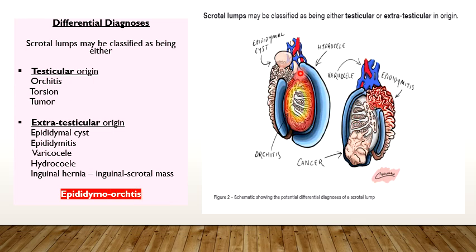So here you have the epididymal cyst, orchitis, which is swelling of the testes, and hydrocele, fluid accumulating within the layers of the tunica vaginalis. Then it can be cancer, originating from the testes, orchitis, epididymitis, varicocele, hydrocele. So these are some of the conditions that you will encounter in patients.